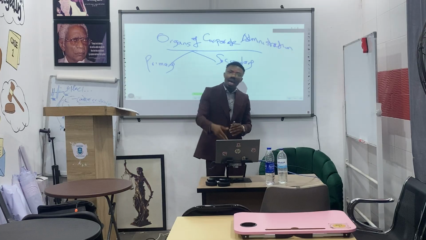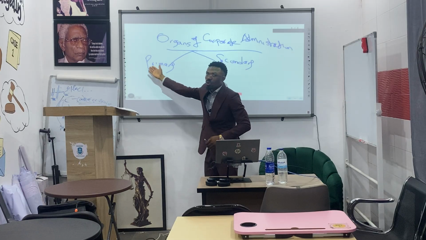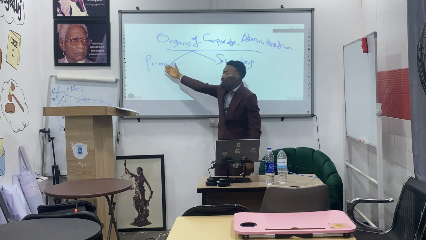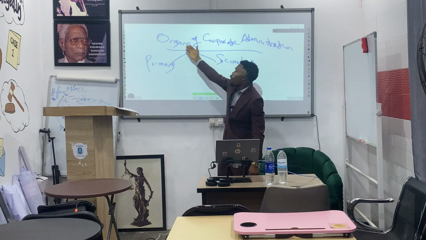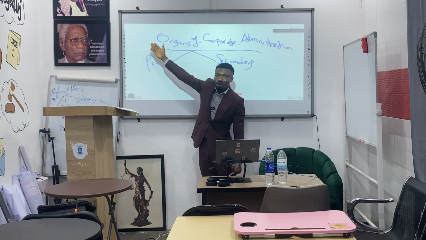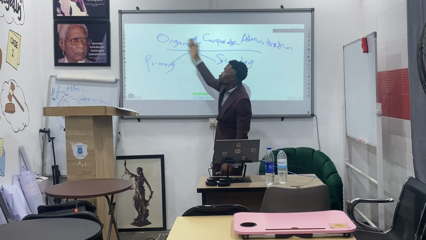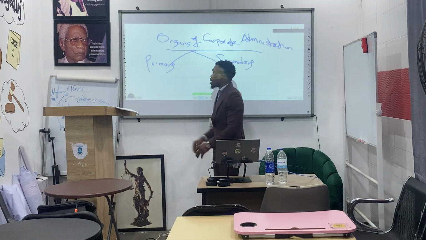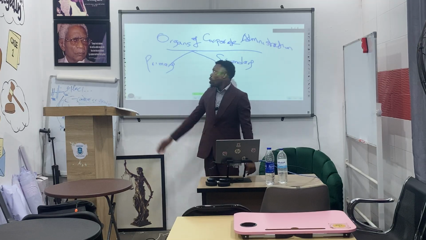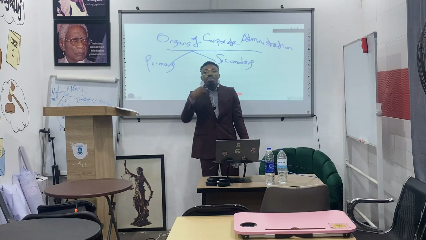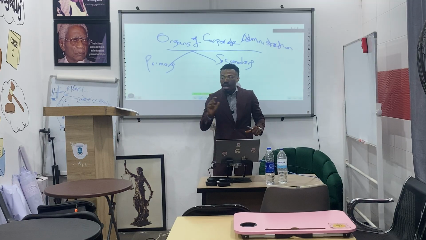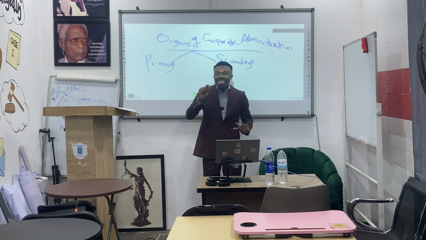Now, to answer these two questions, all you have to do is to appreciate what I've stated on the board, which is that for the organs of corporate administration, the decision makers of the company, those that make decisions, those that when they move, then the company has moved, we have the primary organs on the one hand, and we have the secondary organs. So when we speak of the primary organs, the company basically refers to those group of persons that when they act in the manner prescribed by the law, it is taken that it is the company that has acted.